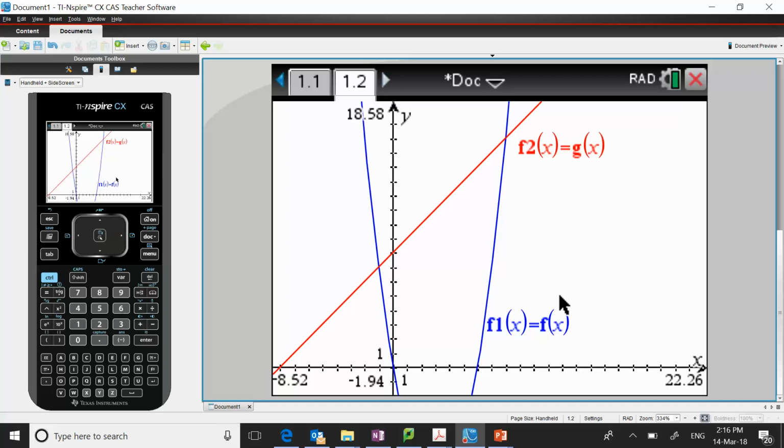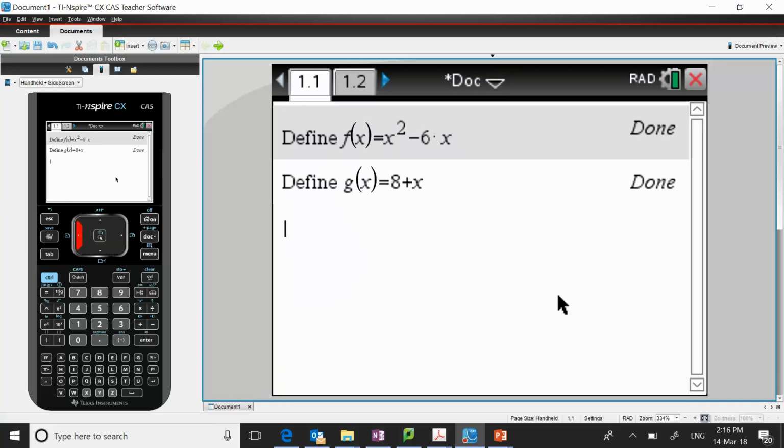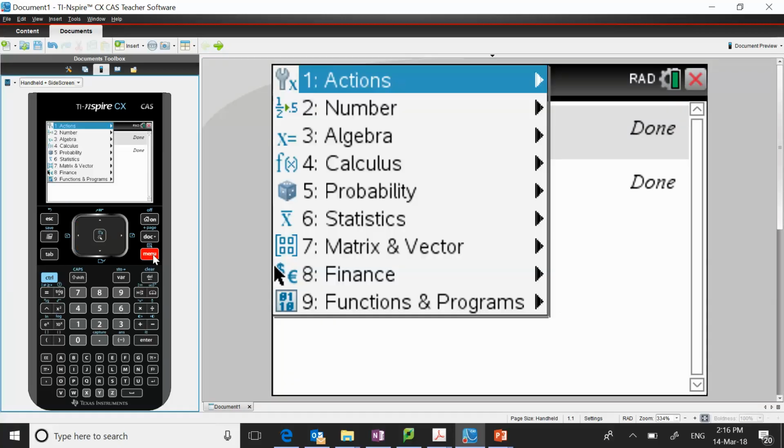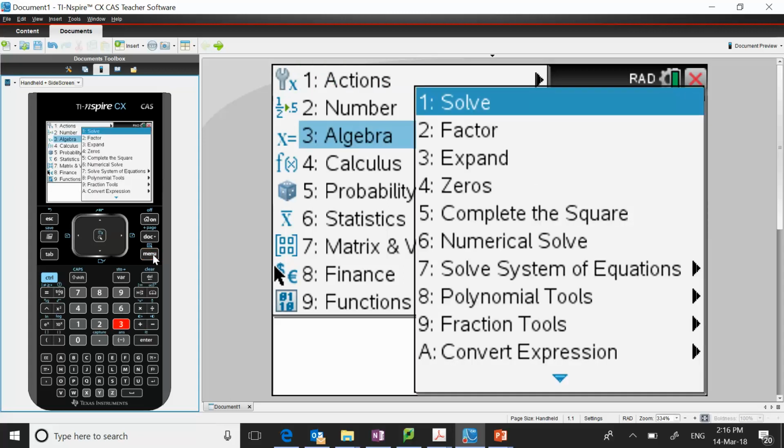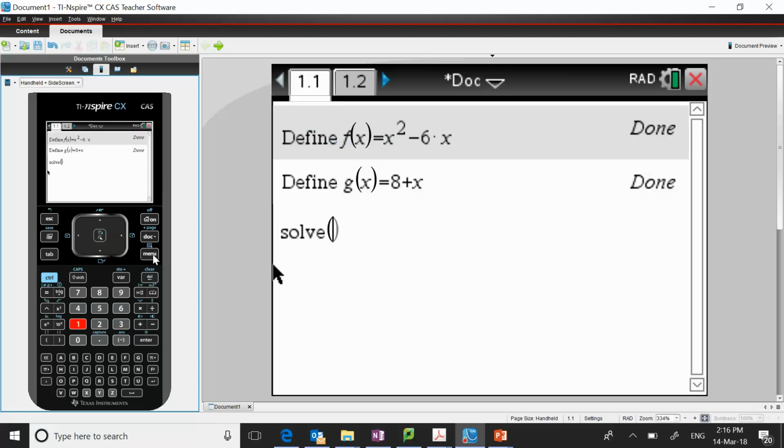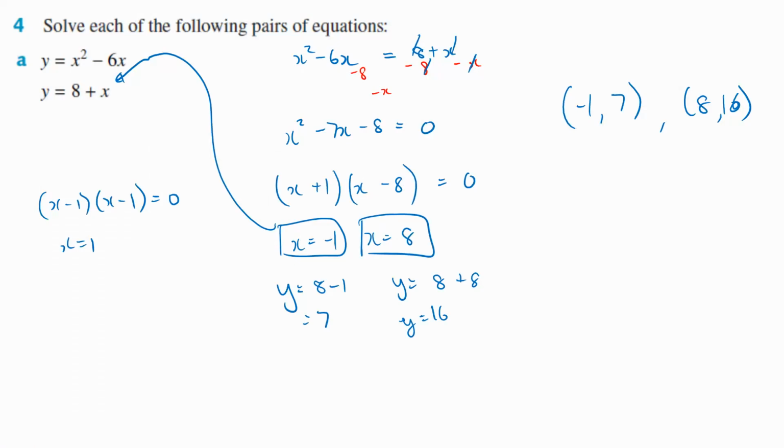Now, second thing is if you want to solve for it, how do you solve? Same thing in your menu. If you go to menu, algebra, because you're trying to solve. You want to solve the equation, because that's what you were doing manually before. So you go menu 3, 1. Now you've got to solve. Normally you would type x squared minus 6x equals 8 plus x. That's exactly what you did on this page. Instead of doing that, it takes too long to type.